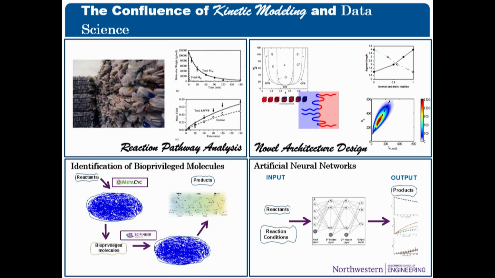So I just hope to give you an overview of the kinds of methods that can be leveraged for problems that we're thinking about in this workshop, where we can use very detailed reaction path analysis to predict product distributions. I did not talk about the upper right much, but this was this idea of kinetic Monte Carlo to do novel architecture design of polymers, this idea of bioprivileged molecules, in order to maybe make some predictions about new monomers, new polymers, new flame retardants.